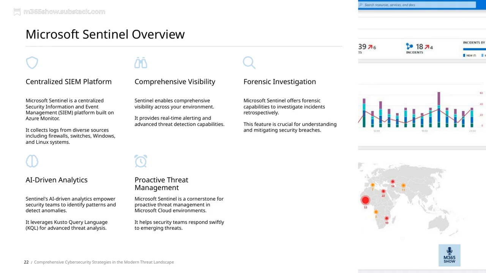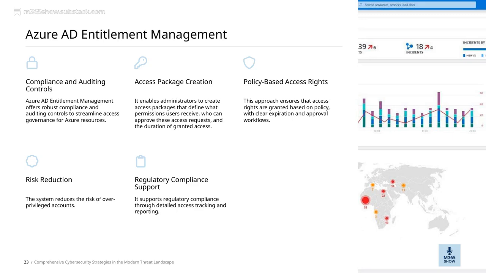Let's talk about Azure AD Entitlement Management and how it fits into our comprehensive cybersecurity strategies in today's challenging threat landscape. One of its key benefits is that it helps support regulatory compliance by providing detailed access tracking and reporting. This means we can easily monitor who has access to what and ensure we're meeting compliance standards. Another important point is risk reduction. The system minimizes the chances of overprivileged accounts, which are often a major security vulnerability. By limiting access to only what's necessary, we reduce the attack surface.